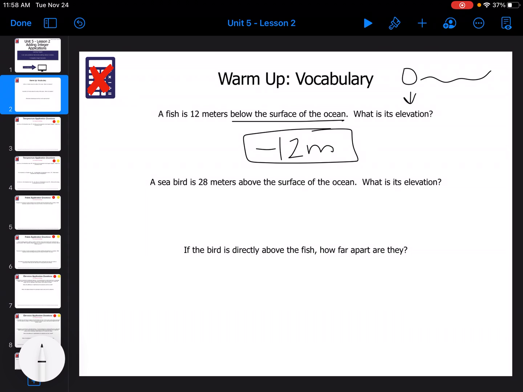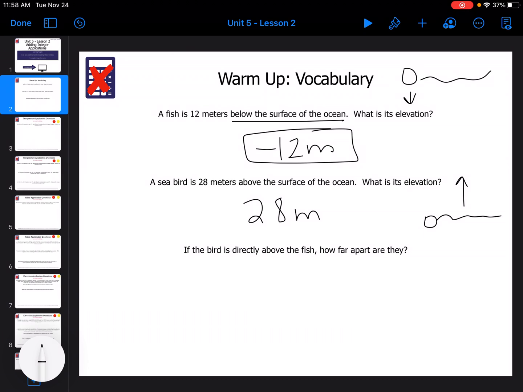All right, I have a seabird, and it's 28 meters above sea level. So I've got my sea level at 0, and it's 28 meters above. That's going to be a positive 28 meters. If the bird is directly above the fish, how far apart are they?